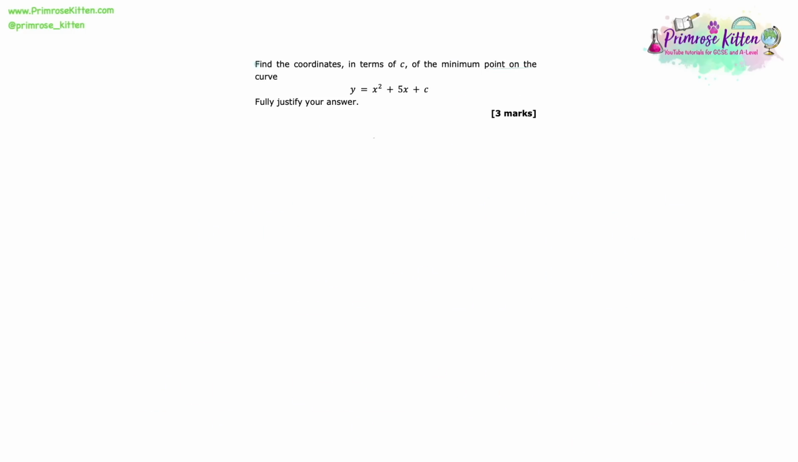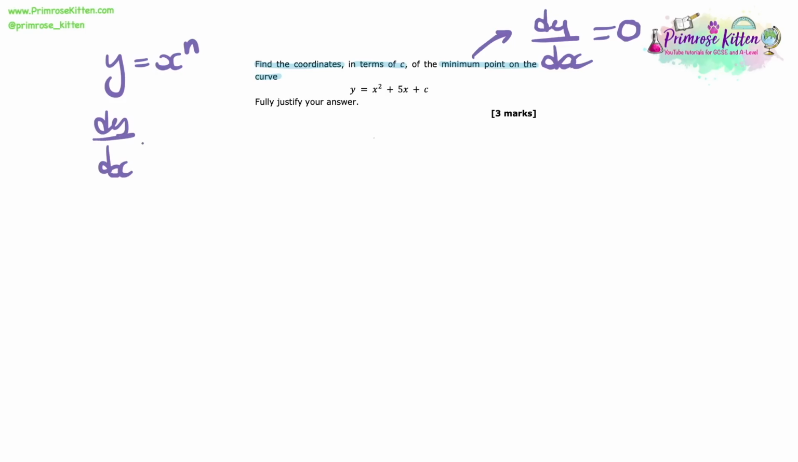Find the coordinates in terms of c of the minimum point on the curve y equals x squared plus 5x plus c, and we're asked to fully justify our answer. Let's remind ourselves, whenever we're asked to find a minimum point, we can use the fact that dy dx equals 0. Let's remind ourselves of how we differentiate something like this.